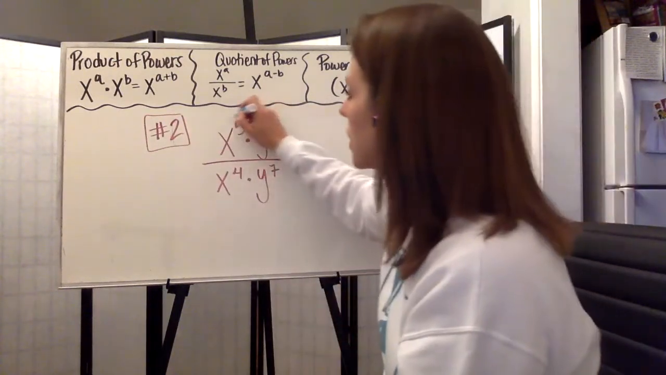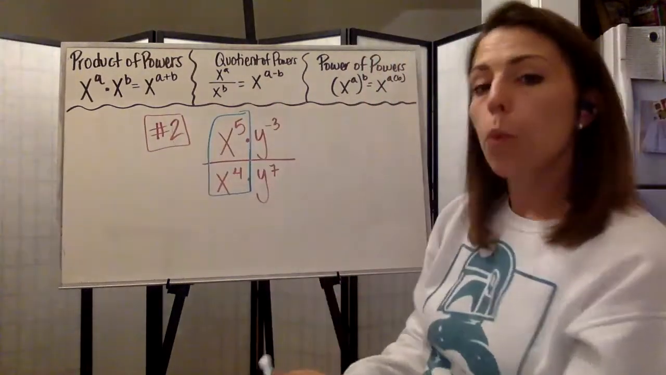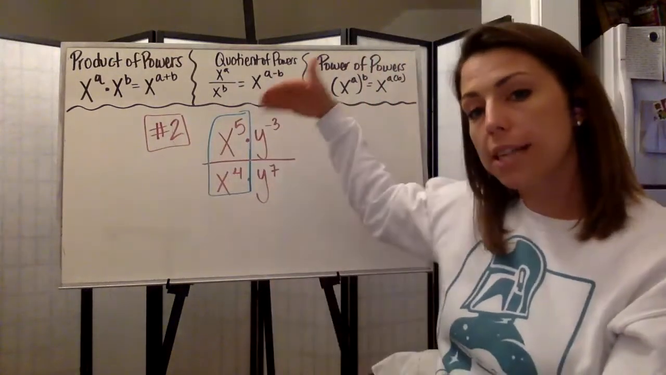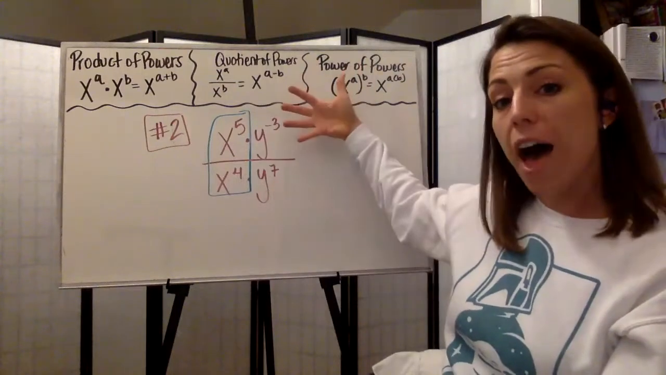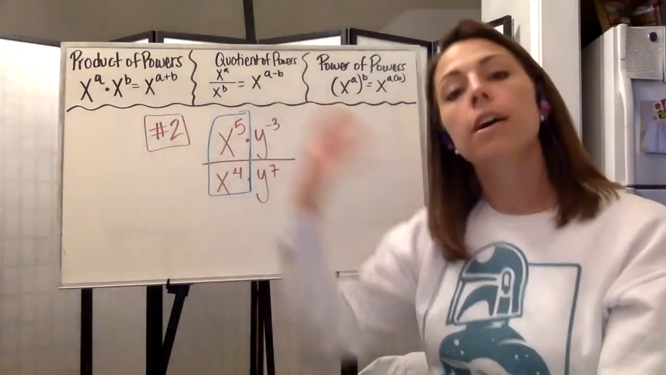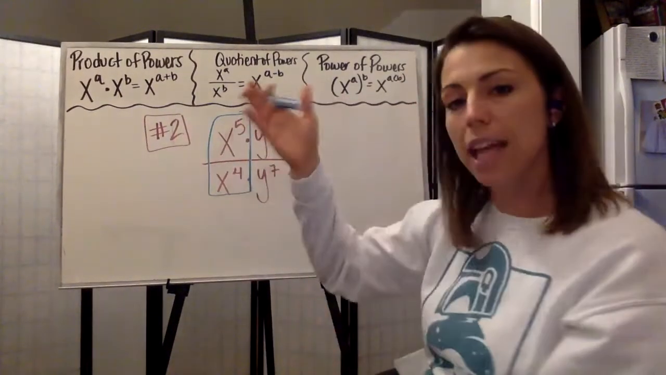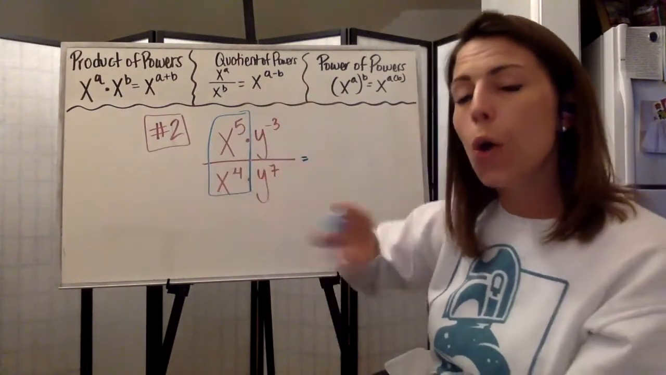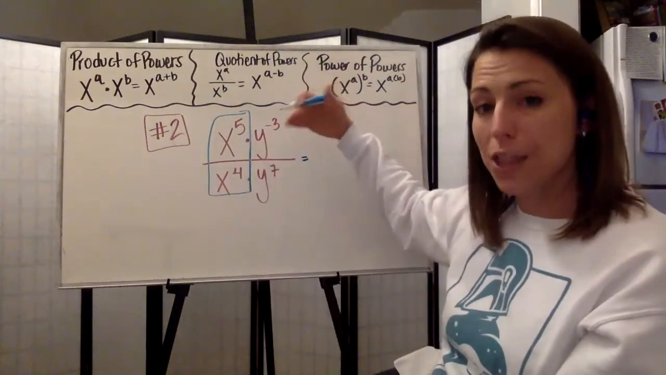First thing I'm going to look at is these x's. And I go, okay, where are there more x's? Are there more x's in the numerator or are there more x's in the denominator? Well, we have 5 in the numerator and we have 4 in the denominator. So which one has more? The numerator has more, which leads me to believe that when I cancel out all those big ones, we're going to be left with more x's in the numerator.